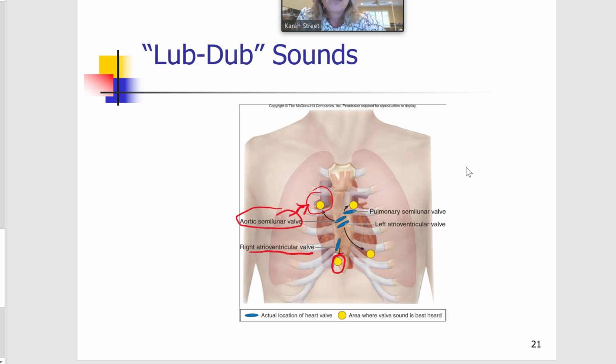When your doctor puts the stethoscope just to the left of the body of the sternum, between the 2nd and 3rd rib, that's when they're listening to the pulmonary semilunar valve. And I know that seems weird, because you're thinking, well, the pulmonary semilunar valve is off the right side of the heart. You're right. But those blood vessels developed in a twisting way.